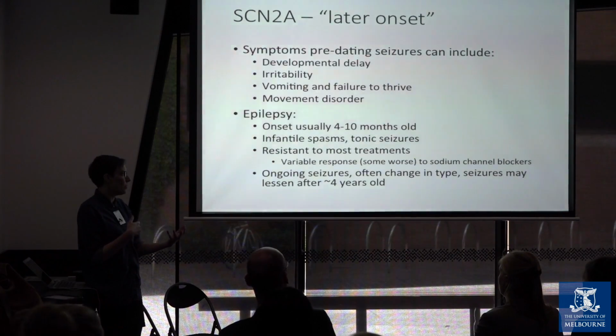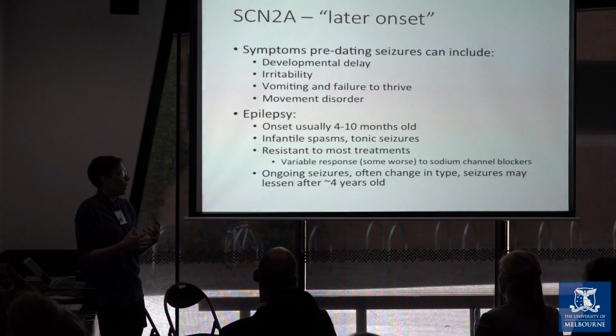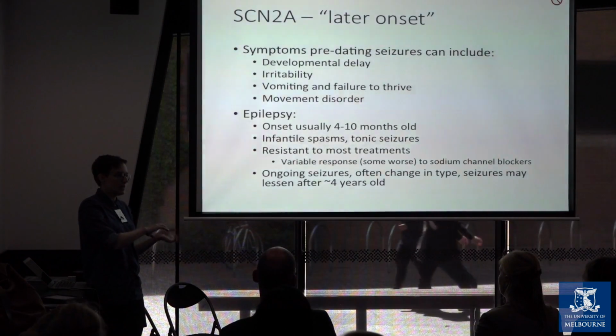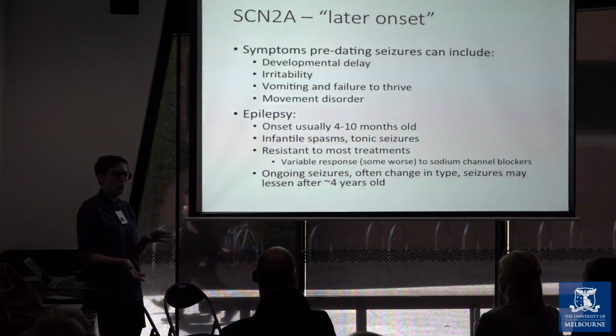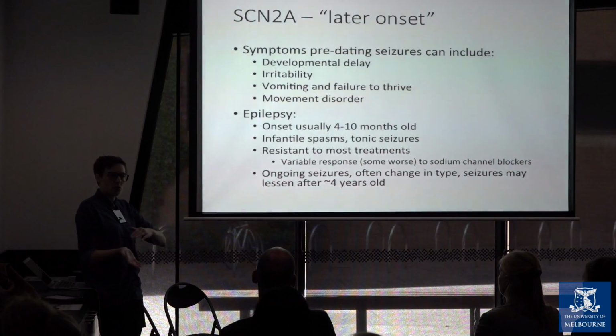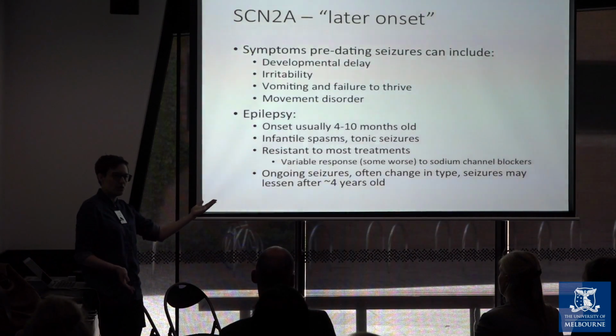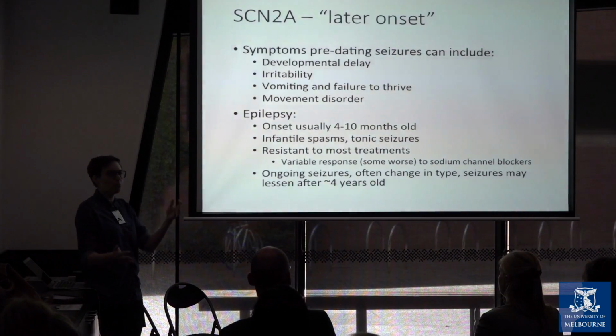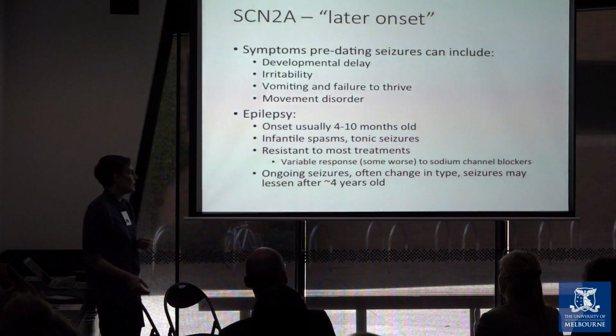Once the seizures crop up, they tend to be difficult to control. They're resistant to most treatments, and in contrast to the early onset group, sometimes these children are worse on sodium channel blockers, and we think that's because of the different types of mutations that cause these different things. The very early onset group probably has an overactive sodium channel, and this group an underactive one, so if you block it further, you cause more problems.